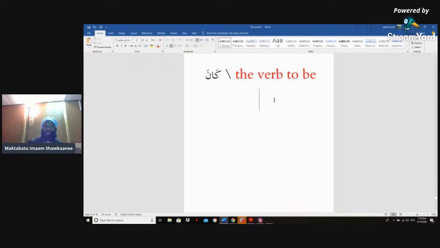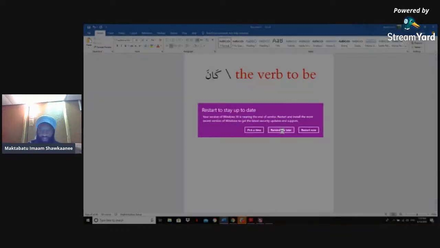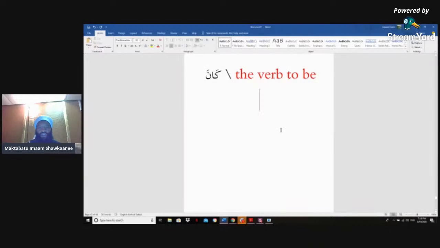So they don't call this one a fi'lun thulathi, but rather they call it, what is it called, ikhwan? Who remembers the type of word kana is? فعل ناقص. MashaAllah.